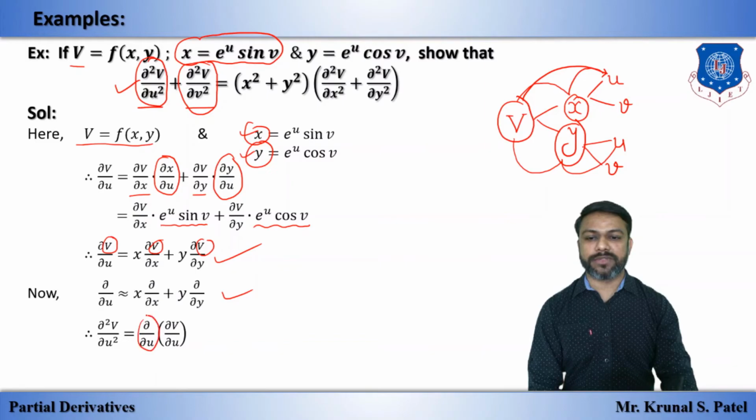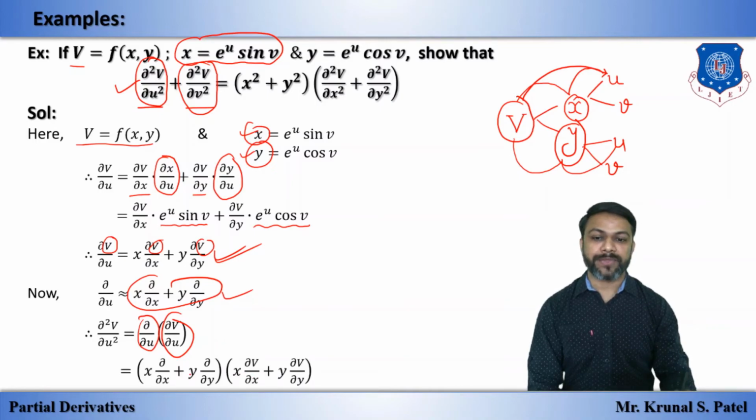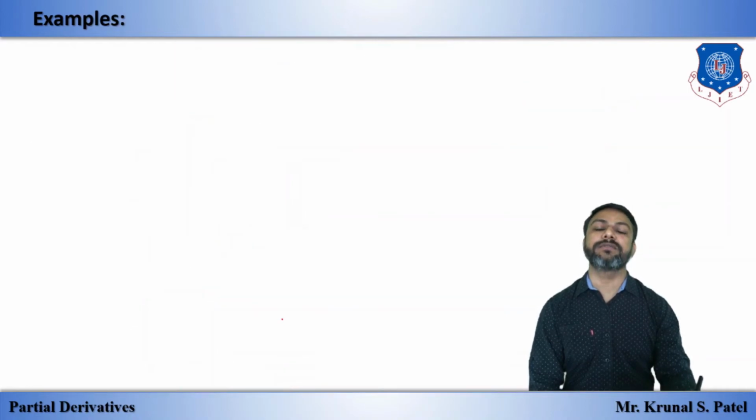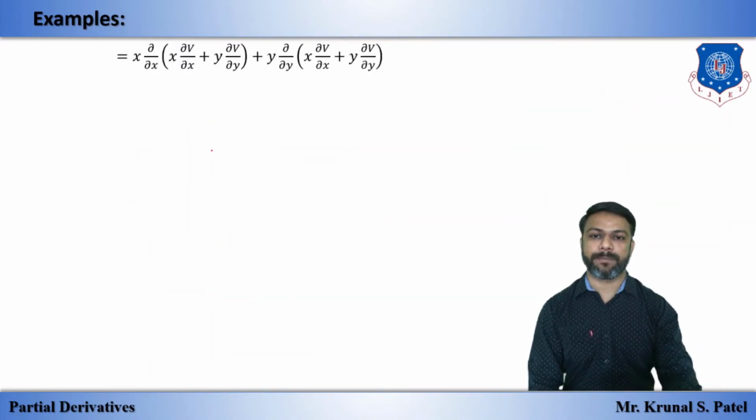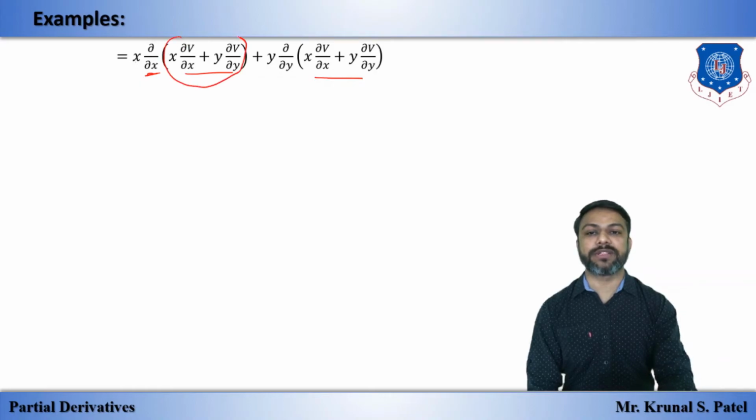Now we will put the value of del V by del u and del V by del v from here, so we have these two brackets. Now we will apply x into del by del x to this bracket and y into del by del y to this bracket. So we have the terms del by del x of the bracket and del by del y of this bracket. Now x is outside the differentiation, so x stays as it is, and we differentiate this bracket with respect to x partially.